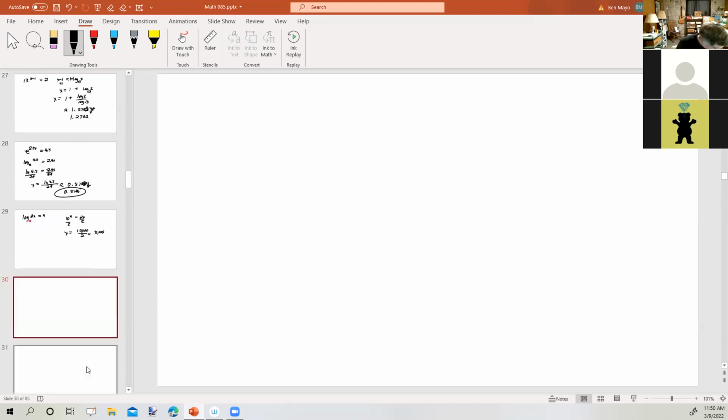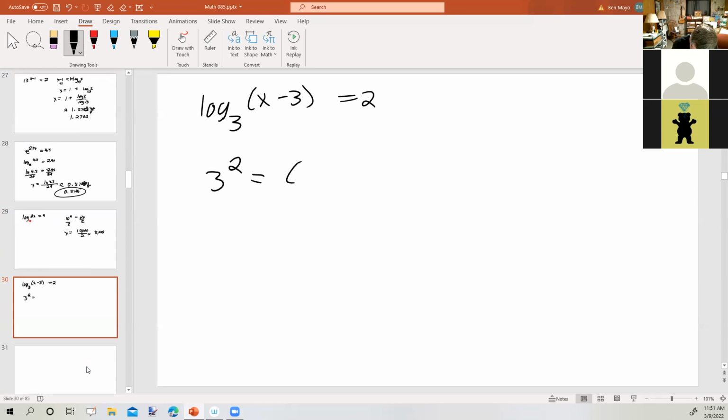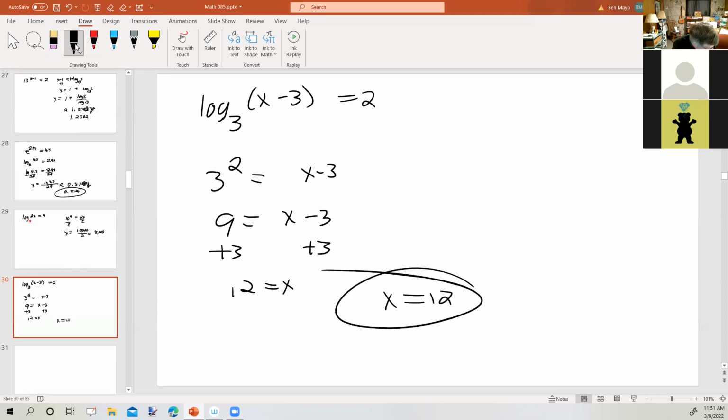Okay, here's another one. Log base 3 of x minus 3 equals 2. Changing this to an exponential equation, 3 squared equals x minus 3. See, I don't really need the parentheses there now, do I? So 9 equals x minus 3. Add 3 to both sides. X equals 12.